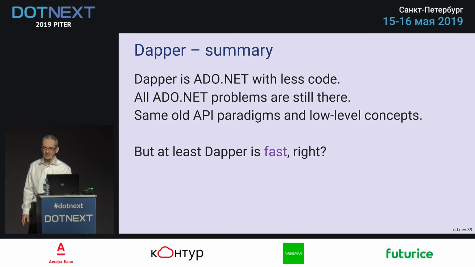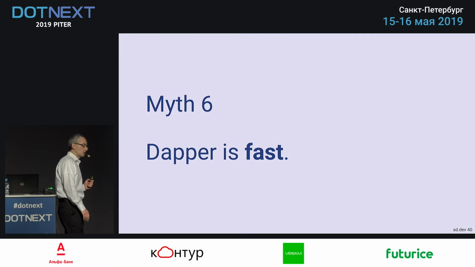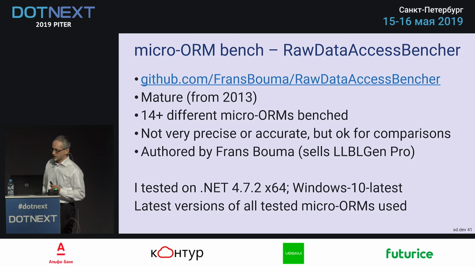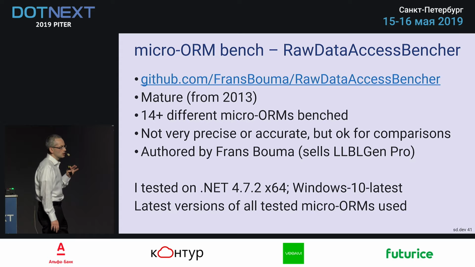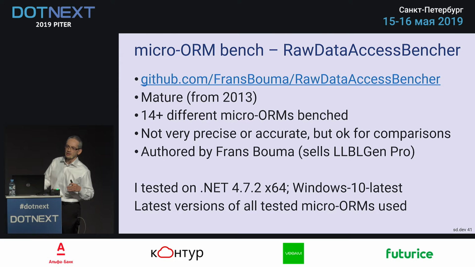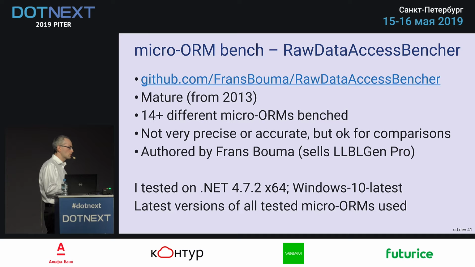Next myth, Dapper is fast. So in order to assess Dapper and all the other micro-ORMs, we need a benchmark. So the benchmark that I decided to use is a benchmark called Raw Data Access Bencher. It's an existing benchmark. It's available on GitHub at the link that you see. It's a reasonably mature benchmark. It hails all the way from 2013. It comes with over 14 different tests for different micro-ORMs. The benchmark itself is sort of crude. It's not very precise or accurate, but for comparison purposes, for my purposes, it's perfectly okay.